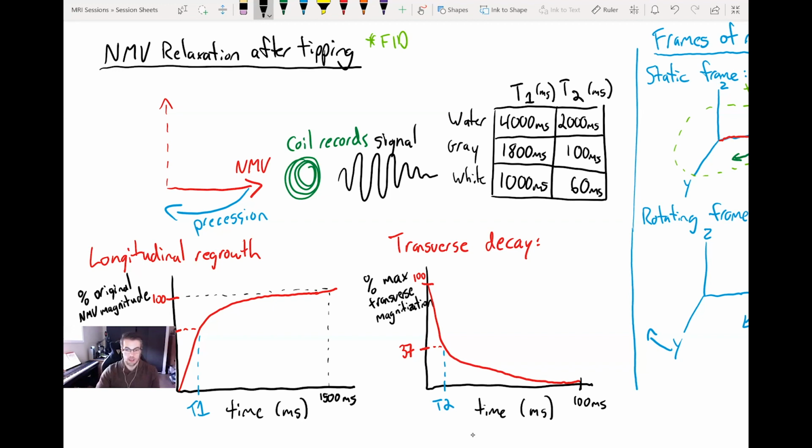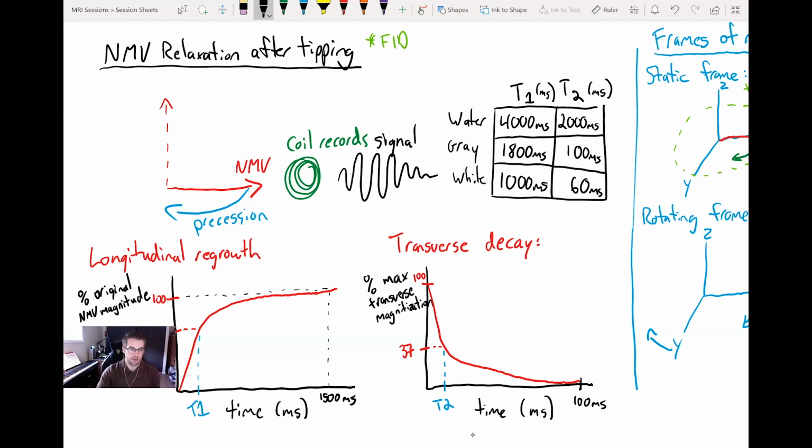Now this has a lot of implications, but the one I want to highlight right now is that our T2 time, when we have lost 63% of our transverse magnetization and only have 37% remaining, is very fast in white matter and in gray matter. So that magnetization in the transverse plane disappears very quickly, which means we need to measure it very quickly in order for there to be anything left to measure, right? So that's worth keeping in mind.